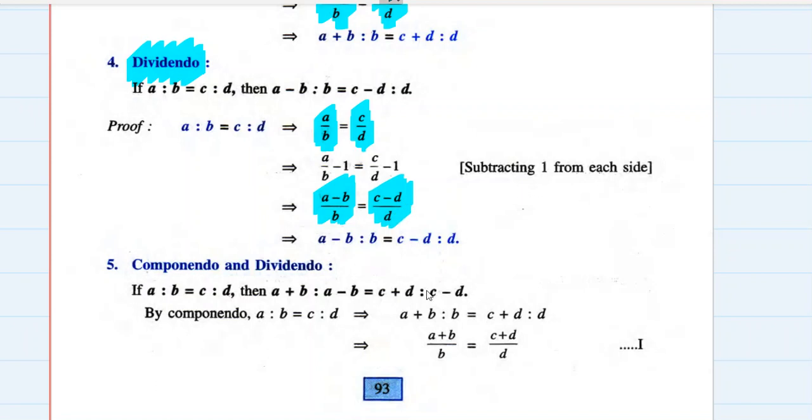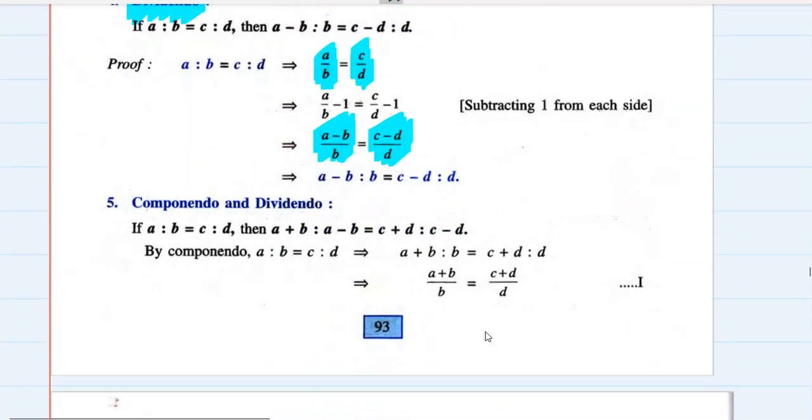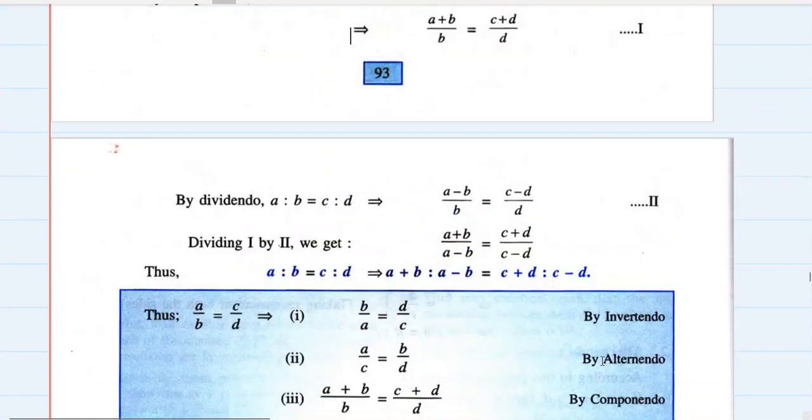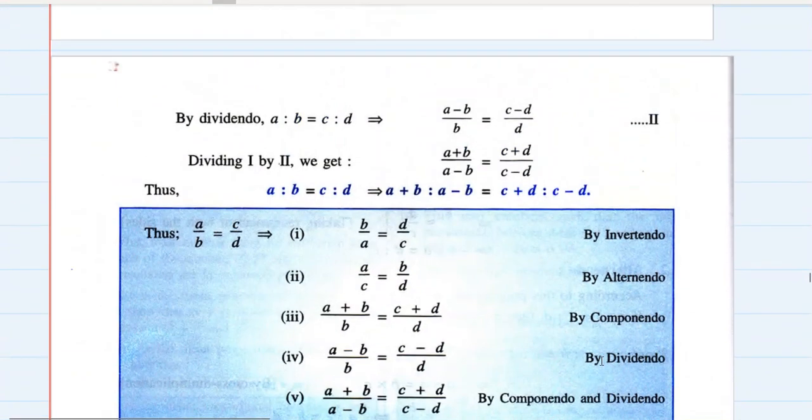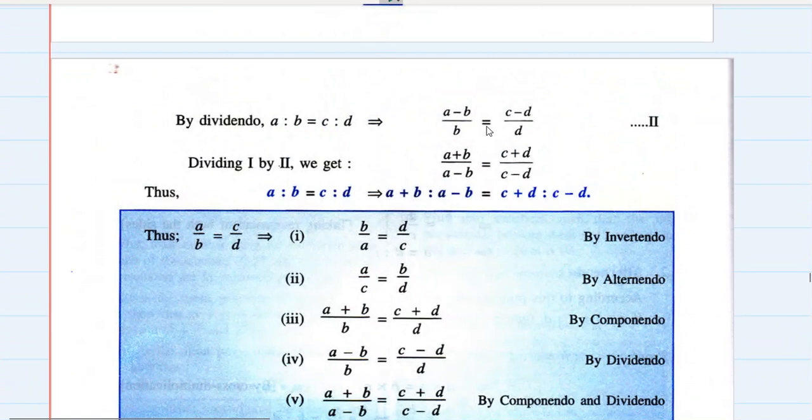And then finally we have componendo dividendo. What is componendo dividendo? Componendo dividendo means the combination of the third and fourth properties. In the numerator there will be A plus B, in the denominator there will be A minus B. In the other ratio, the numerator will have C plus D and the denominator will have C minus D. So by componendo dividendo, we have A plus B by A minus B is equal to C plus D by C minus D.